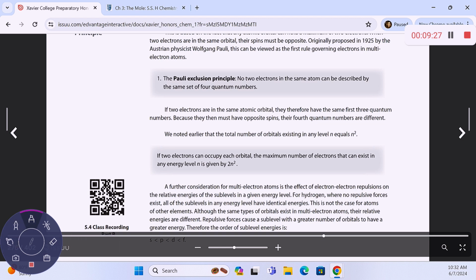Electrons all exist in a unique place. This is known as the Pauli exclusion principle. So I can't describe an electron with the same set of quantum numbers because each electron is in a unique location. I would know that if you're trying to calculate the maximum number of electrons that can exist in an energy level, you would do that by using the equation 2n squared.